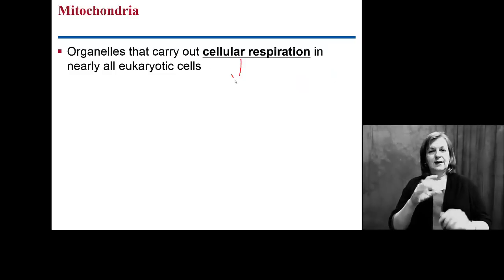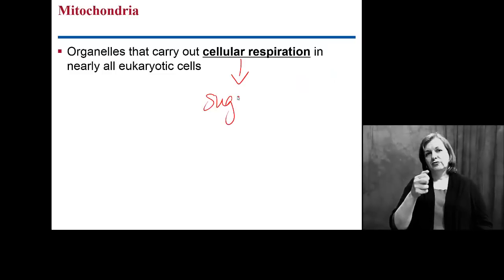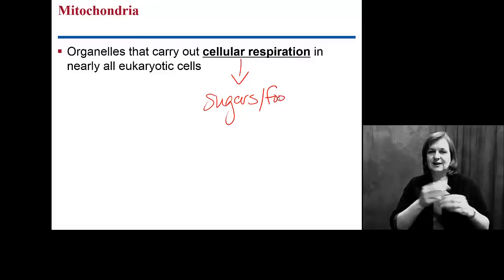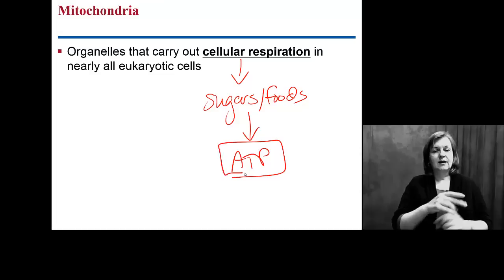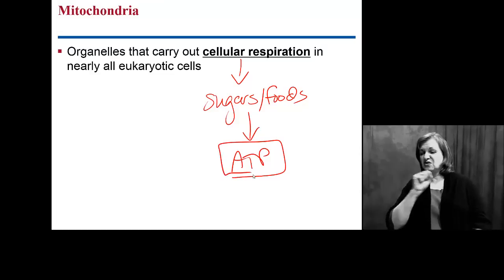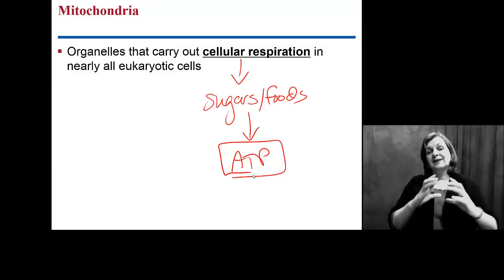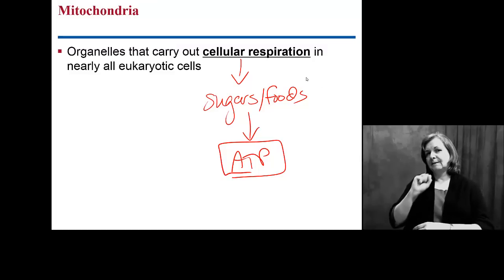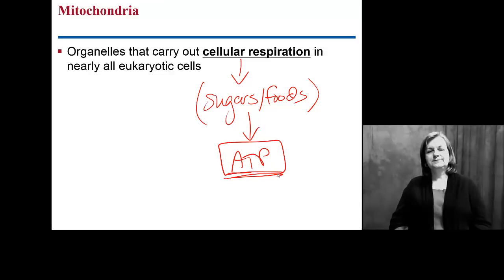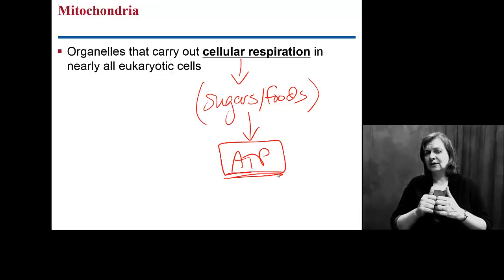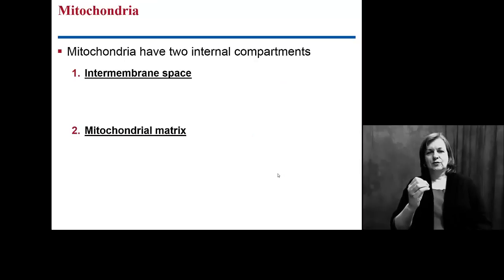So cellular respiration takes sugars and foods and converts it into ATP. A cell cannot use an ice cream cone directly to do any of its jobs, but it will take that ice cream cone and convert it into ATP and use ATP to do everything it needs to do. Now, to do this, it uses mitochondria.